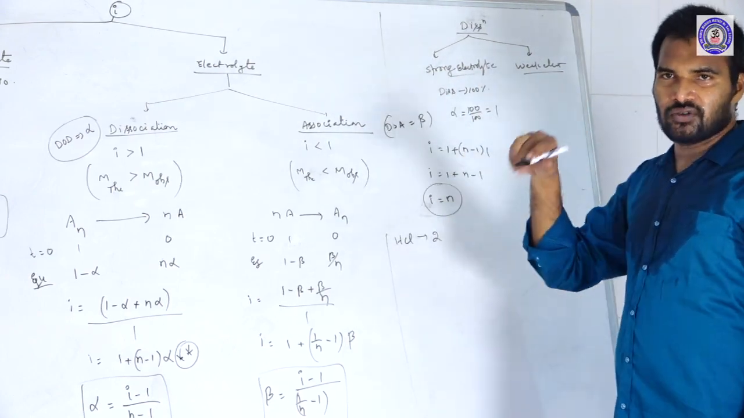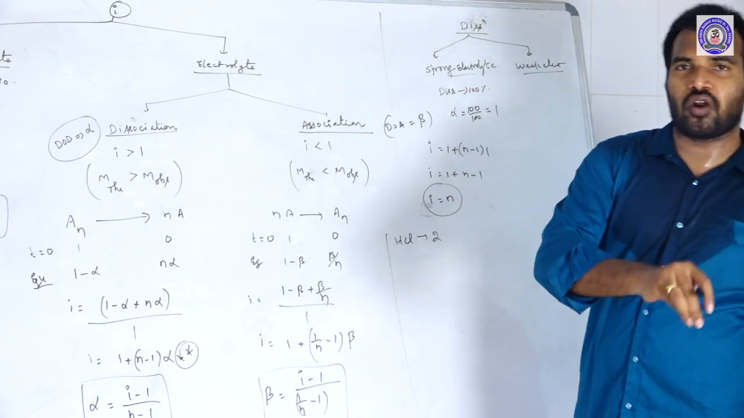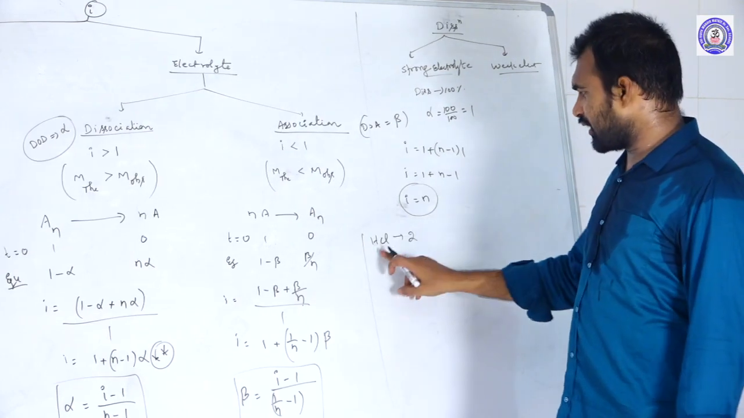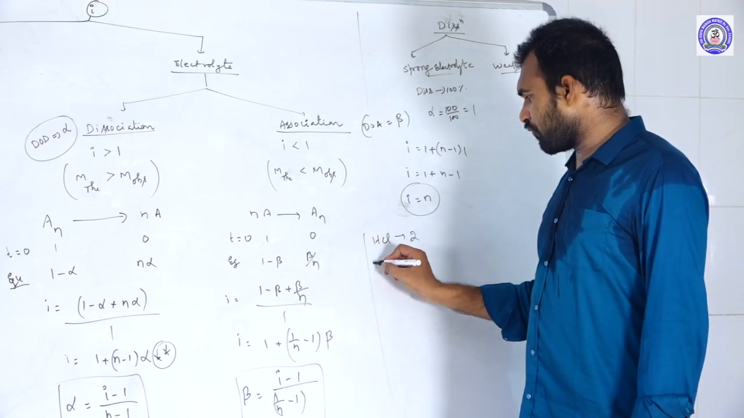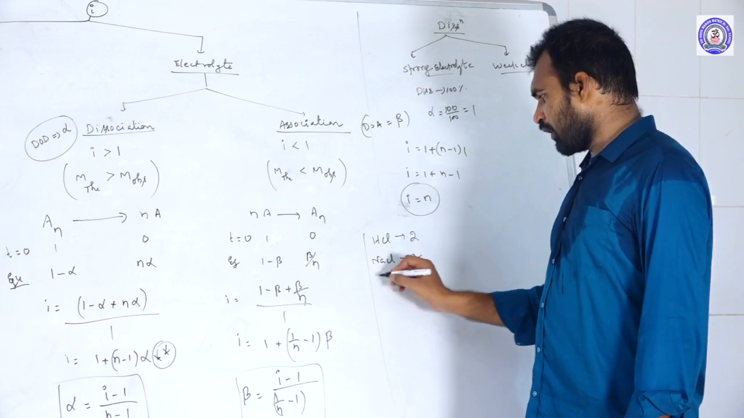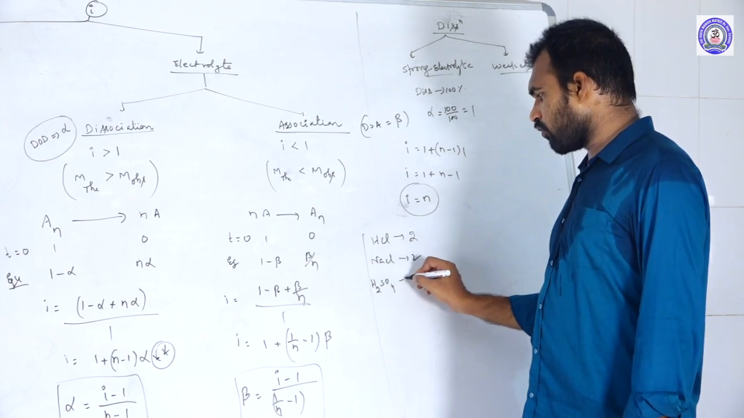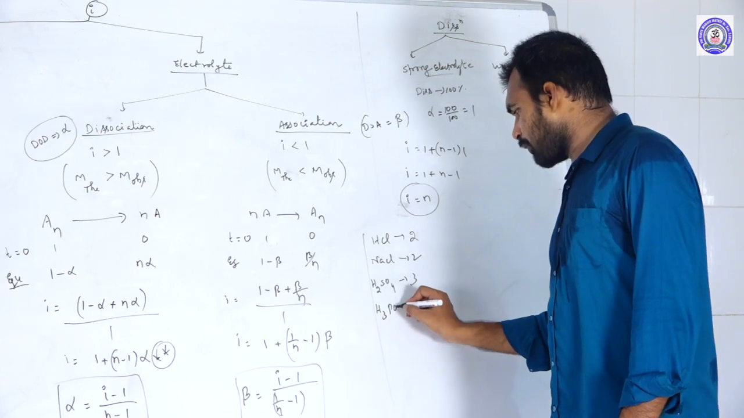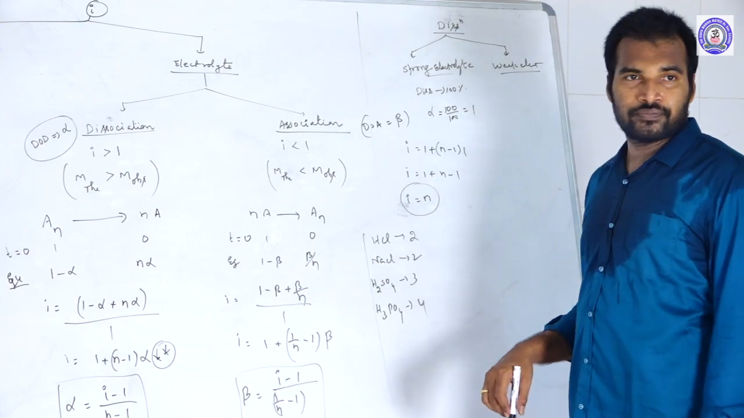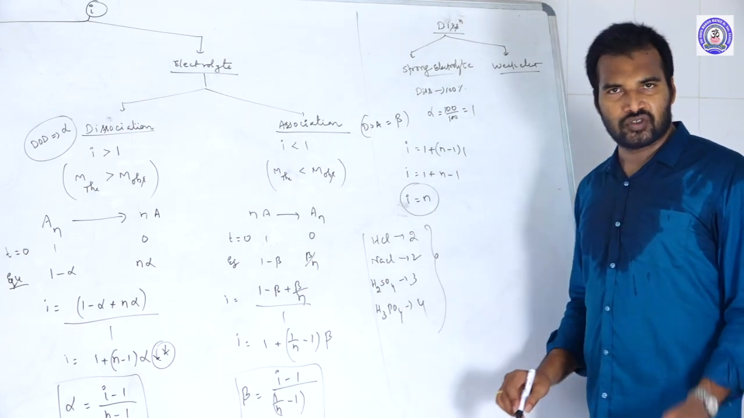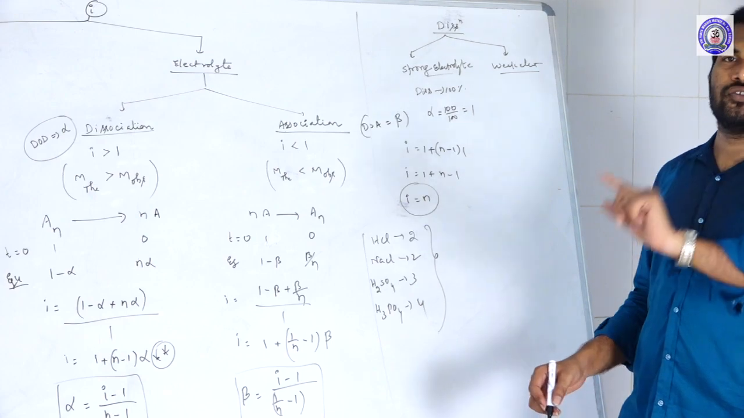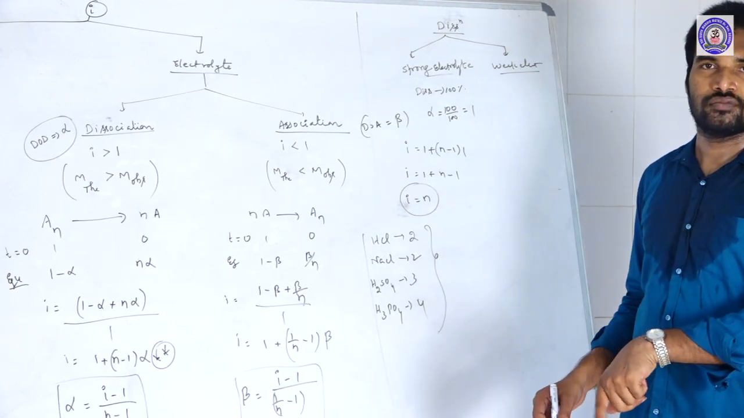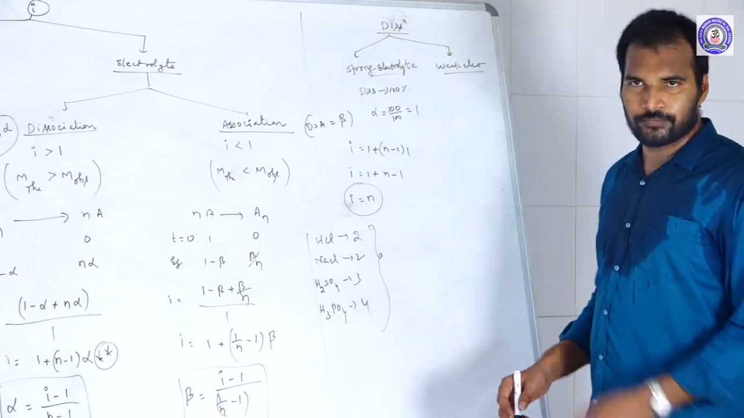All strong acids, all strong bases, or the salts made up of strong acids and strong bases, all come under strong electrolytes. In case of HCl, 2. In case of NaCl, 2. In case of H2SO4, 3: 2H plus and SO4 minus 2. And in case of H3PO4, 4. So like this. Understood? So in case of strong electrolytes, the alpha value is 1. If alpha value is 1, the i value is equal to the n value. That is why the i value is always greater than 1.